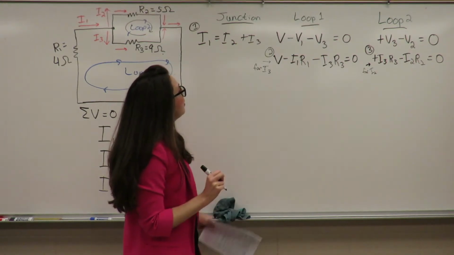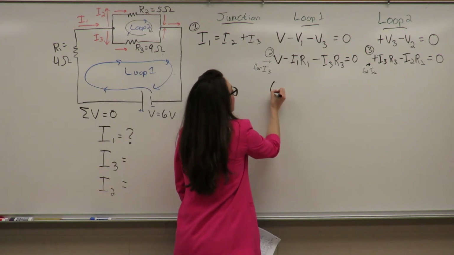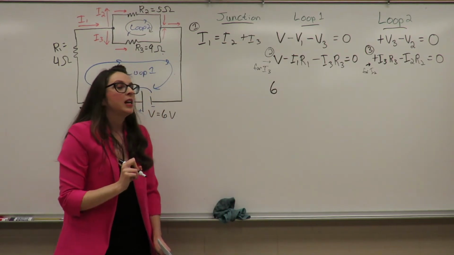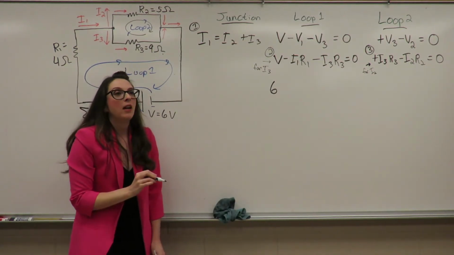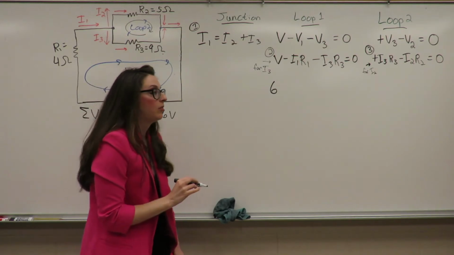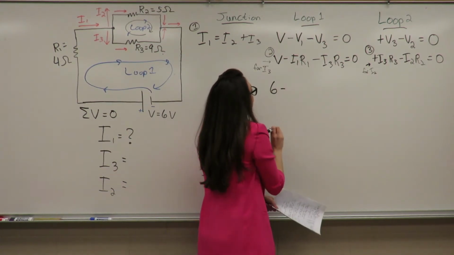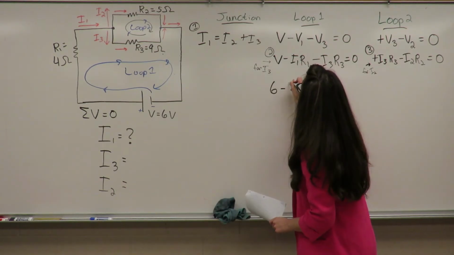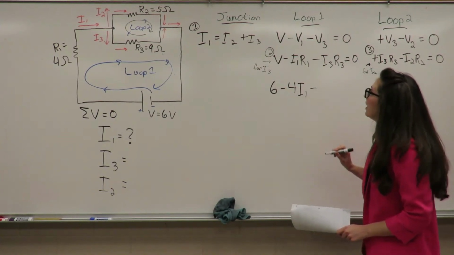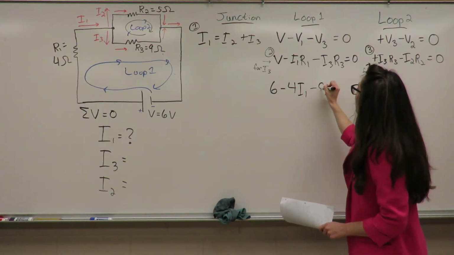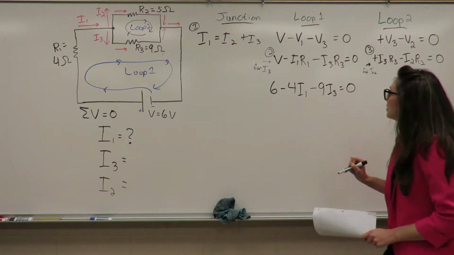Okay, so I'm going to start with equation 2 here. My EMF in my system is 6. And just to keep us from getting confused with all the different V's floating around here, I am not going to put in the units on these values, okay? So I've got 6 as my EMF minus, my first resistor is 4 ohms, so I'm just going to say 4 times I1 minus, my third resistor is 9 ohms, so 9 I3, and that equals 0.